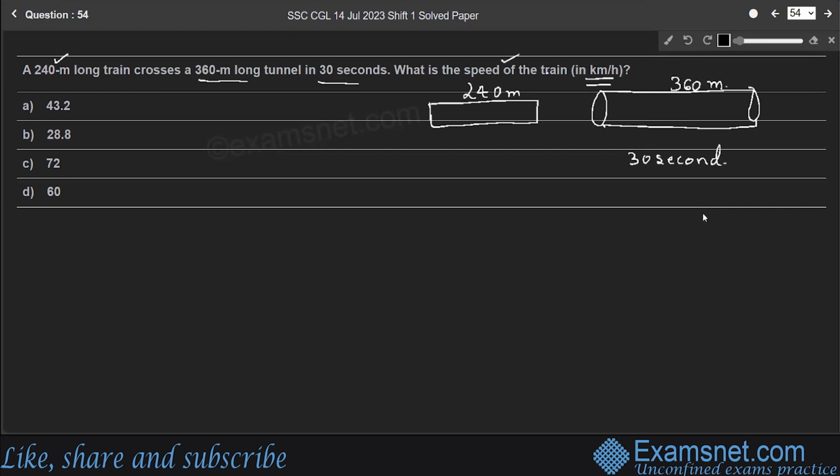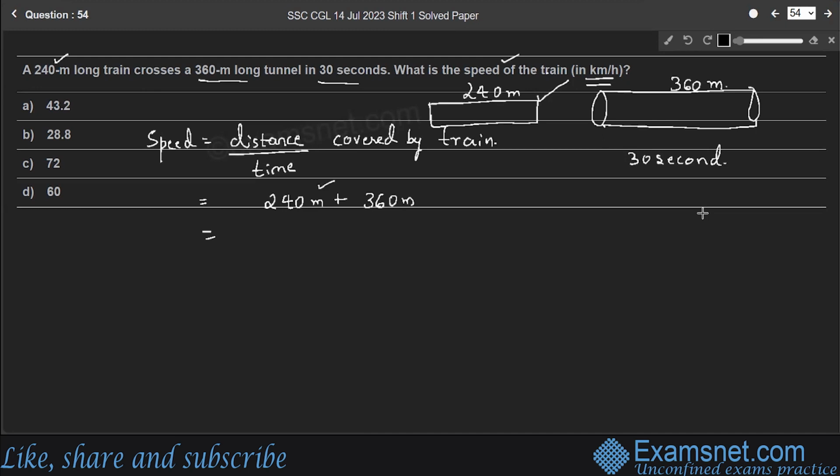So here we need to find speed of the train. So speed formula is distance by time. We all know that. So it is distance covered by train by time taken by it. Here, while crossing the tunnel, train has to cover its own length. Therefore, distance covered by train is 240 meter, its own length, plus length of the tunnel, 360 meter, divided by time taken by it, 30 seconds, right?